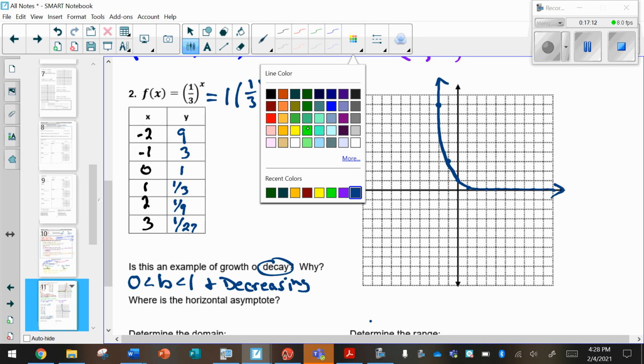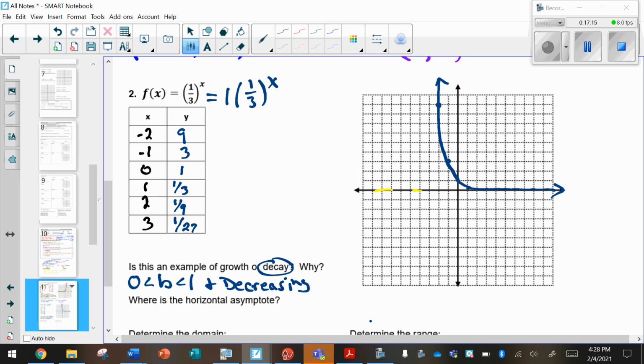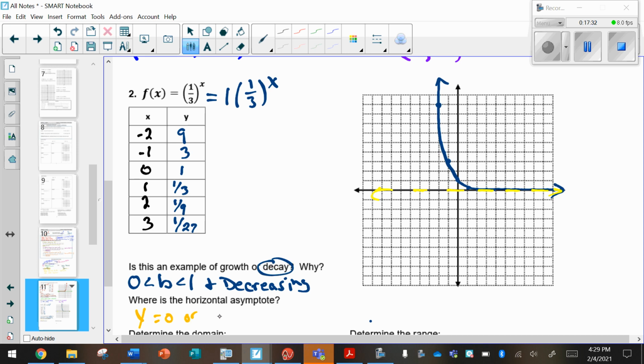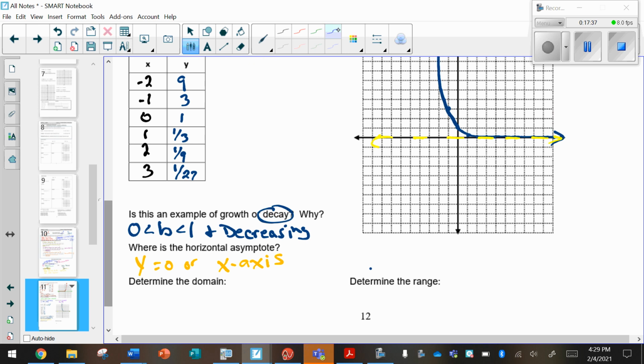Our horizontal asymptote, by the way, is in the same location as it was for the above graph. It's going to be right along the x-axis, which is the equation y equals 0 again. The domain and range, however, are going to stay the way they were. Domain still goes left and right forever. And the range still gets close to 0 without hitting 0, and up comes from a positive infinity.